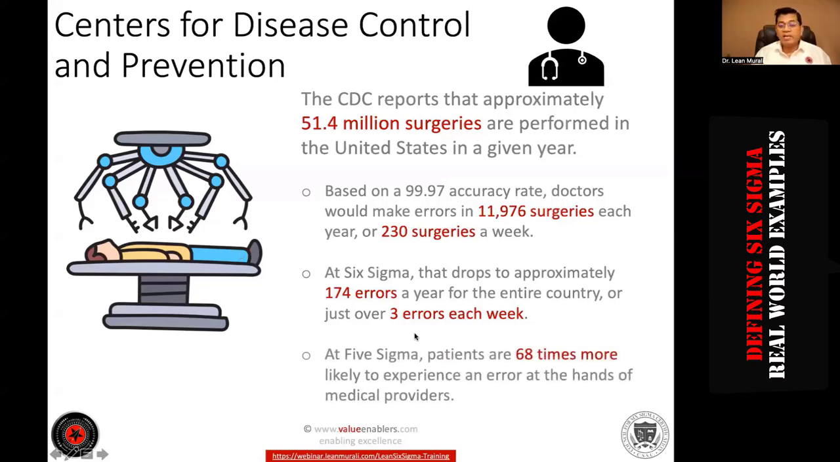All right. At 5 sigma levels, patients are 68 times more likely to experience errors. All of you type 68X in the chat box. 68X means 68 times, right? So I just wanted to help you understand the value of 6 sigma as compared to even 5 sigma.